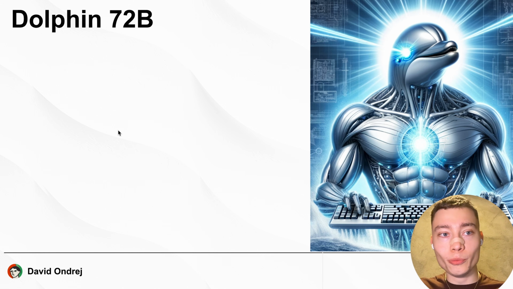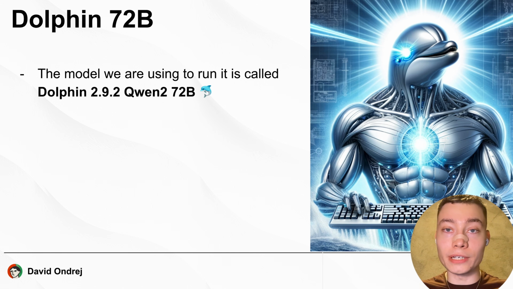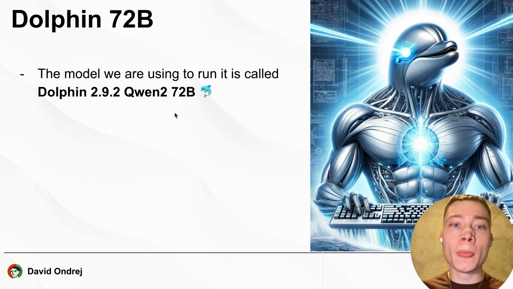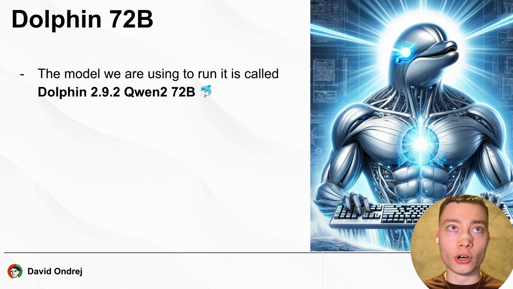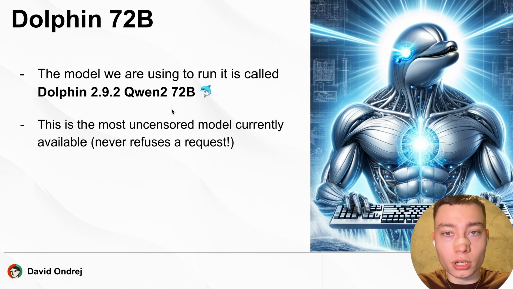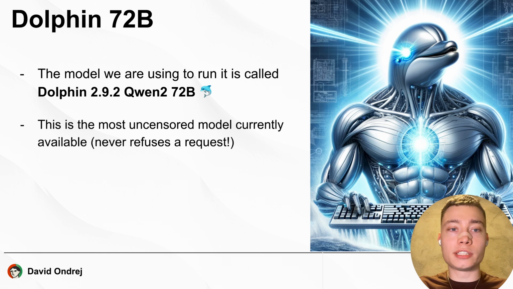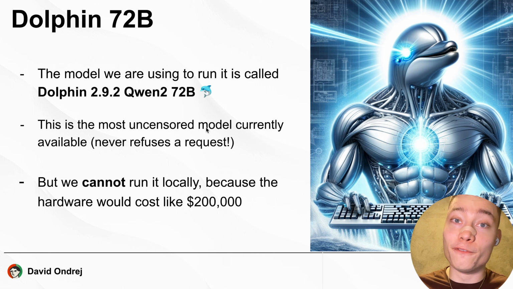Now, Dolphin 72B is the model we're going to be using. The full name is Dolphin 2.9.2 Qwen 2 72B. The most important part is the number of parameters, which is 72 billion, a medium-sized model. It's not a small model, but it's nowhere near as big as GPT-4o or the new Claude 3.5 Sonnet. Right now, this is the most uncensored model, meaning it never refuses requests. It has the least amount of restrictions possible because it's fine-tuned on Llama 3.1, but we cannot run it locally. This is unfortunate because the hardware would cost around $200,000, since it requires A100 GPUs at the very least, and those are very expensive.